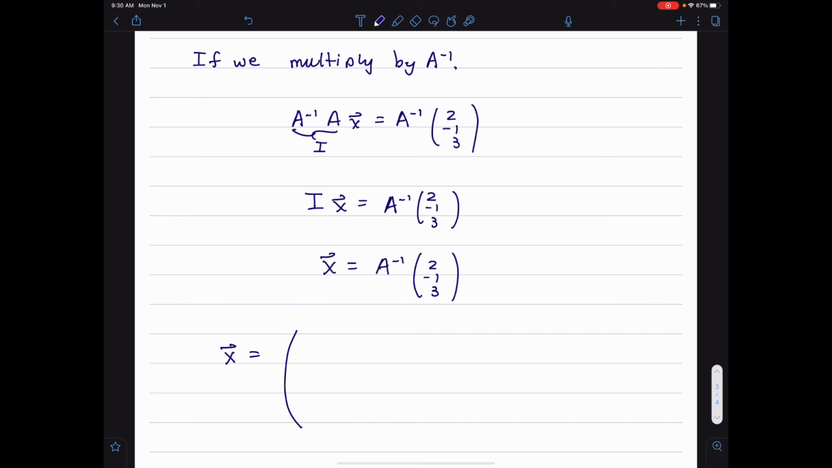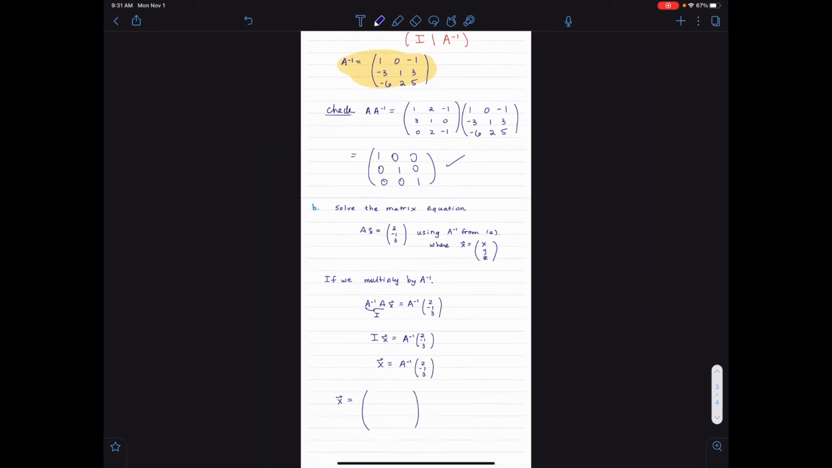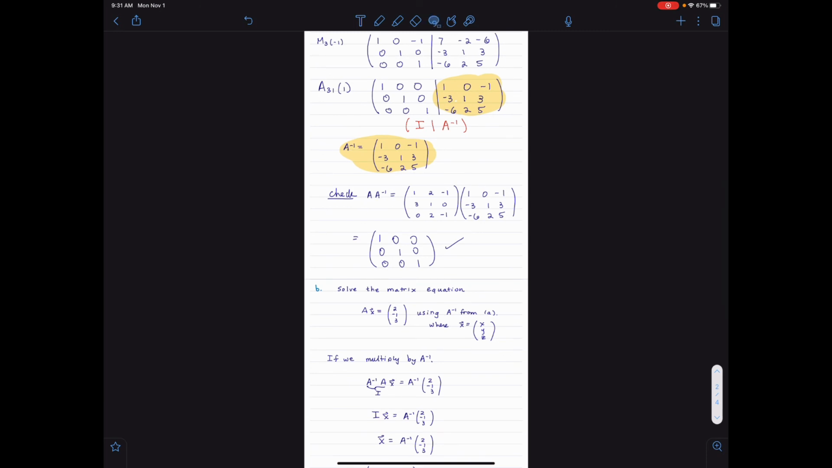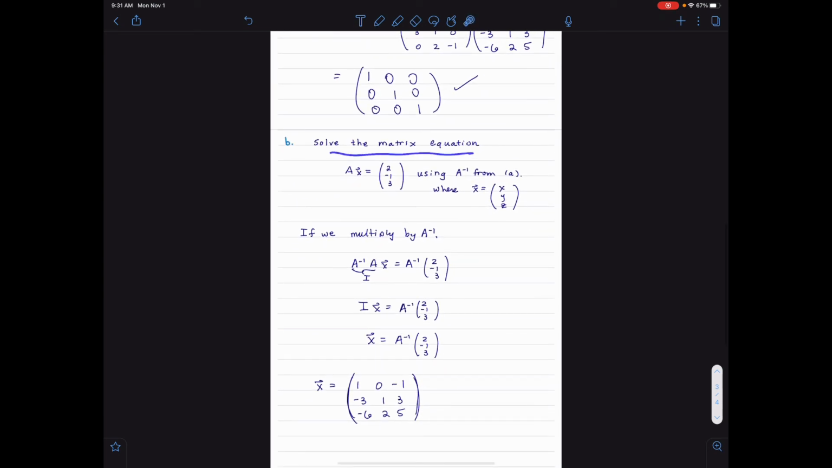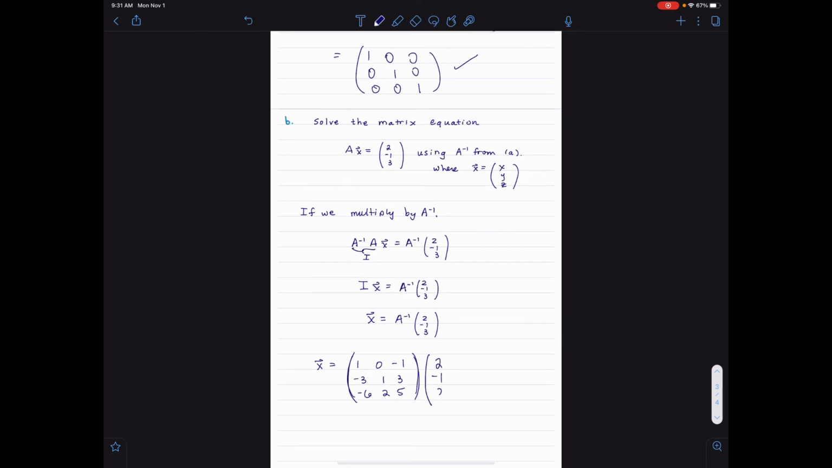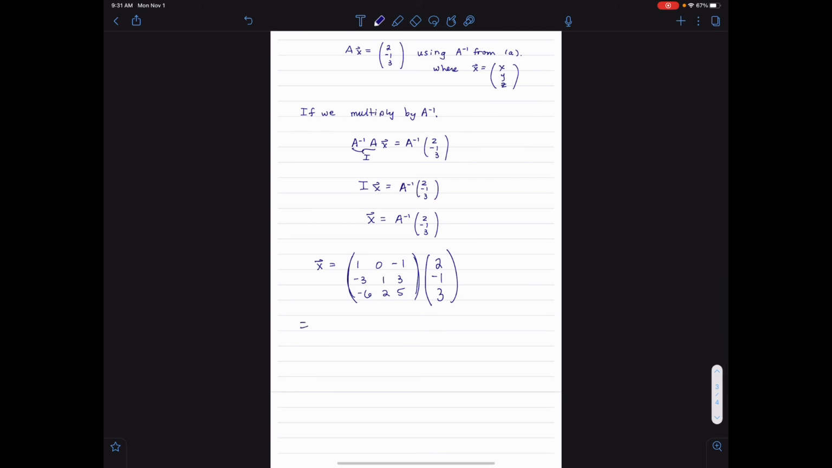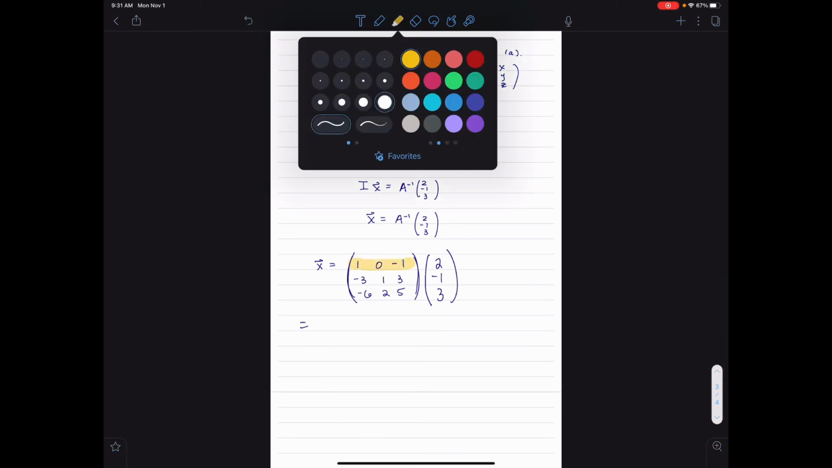And I'm going to go back above and copy and paste what A inverse is, from part A. So I'm going to duplicate that. Well, maybe I went sort of quickly. Do you see what I'm asking you to do? I'm saying solve the equation AX equals 2, -1, 3. And all we have to do is multiply A inverse on both sides. A inverse times A makes identity, so it just gives X. So we have A inverse times this right side vector. And then I have to multiply that properly, which is in itself a place where mistakes can happen.